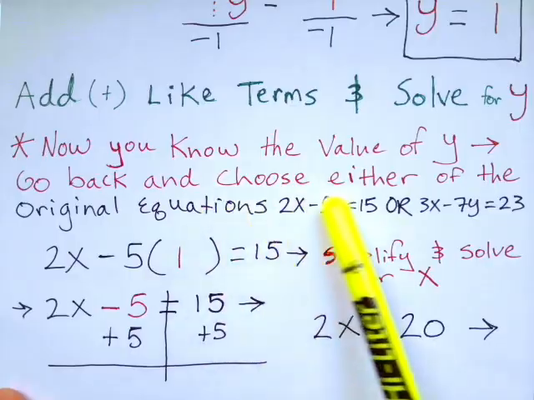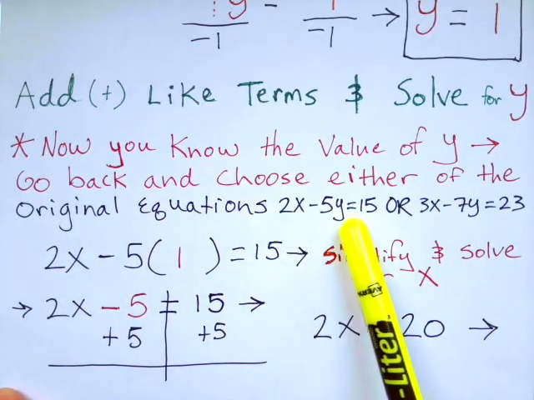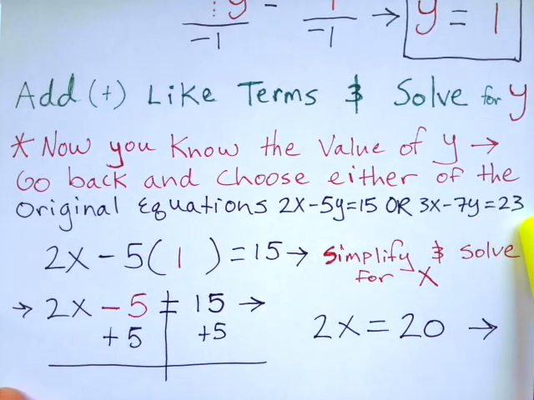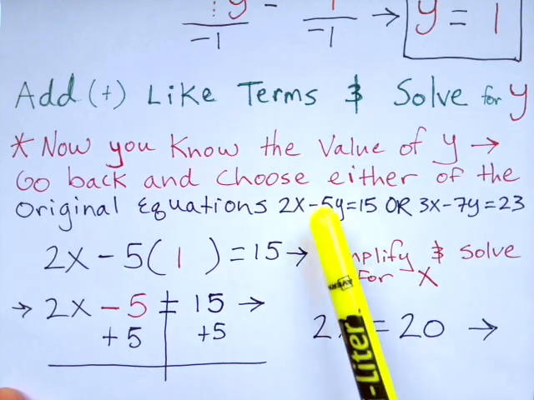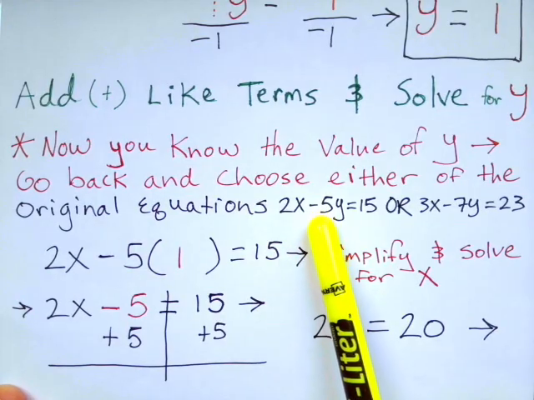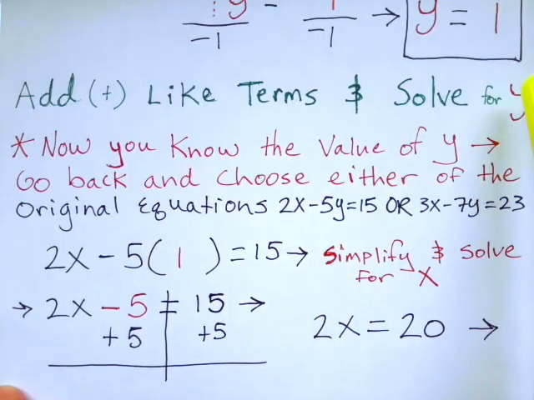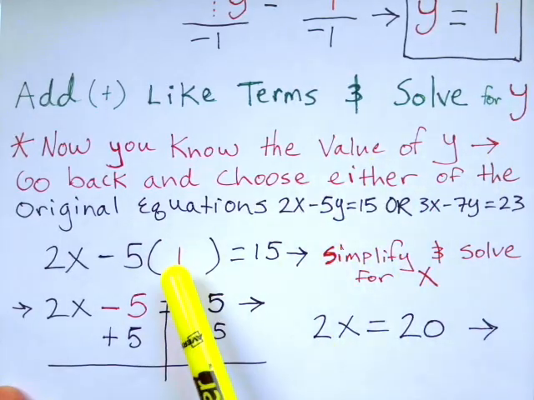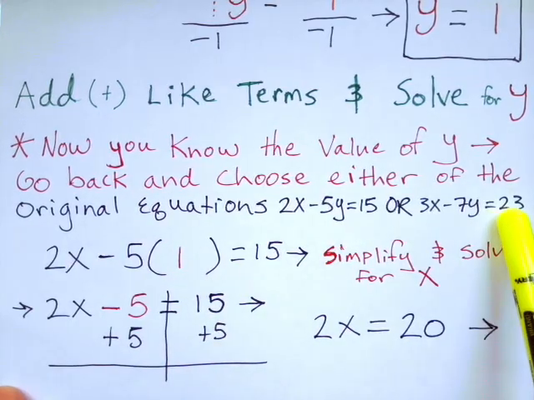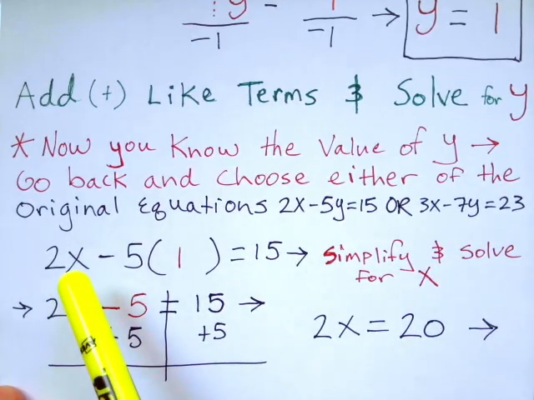So now I'm going to go back and choose either of the original equations, 2x minus 5y equals 15, or the 3x minus 7y equals 23. I can choose either one of these. I'm going to choose this first equation, as you see here. Since y equals 1, I'm going to substitute 1 for the y in the equation. I could have chosen this one and just substituted y in this equation and solved for x. You can choose either one.